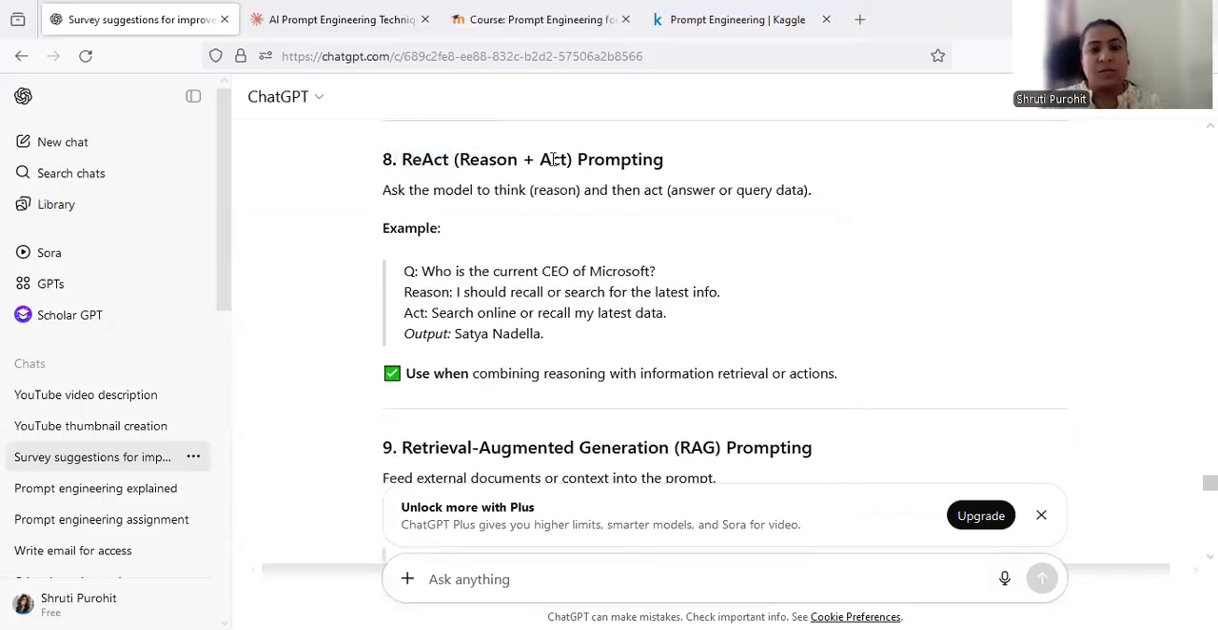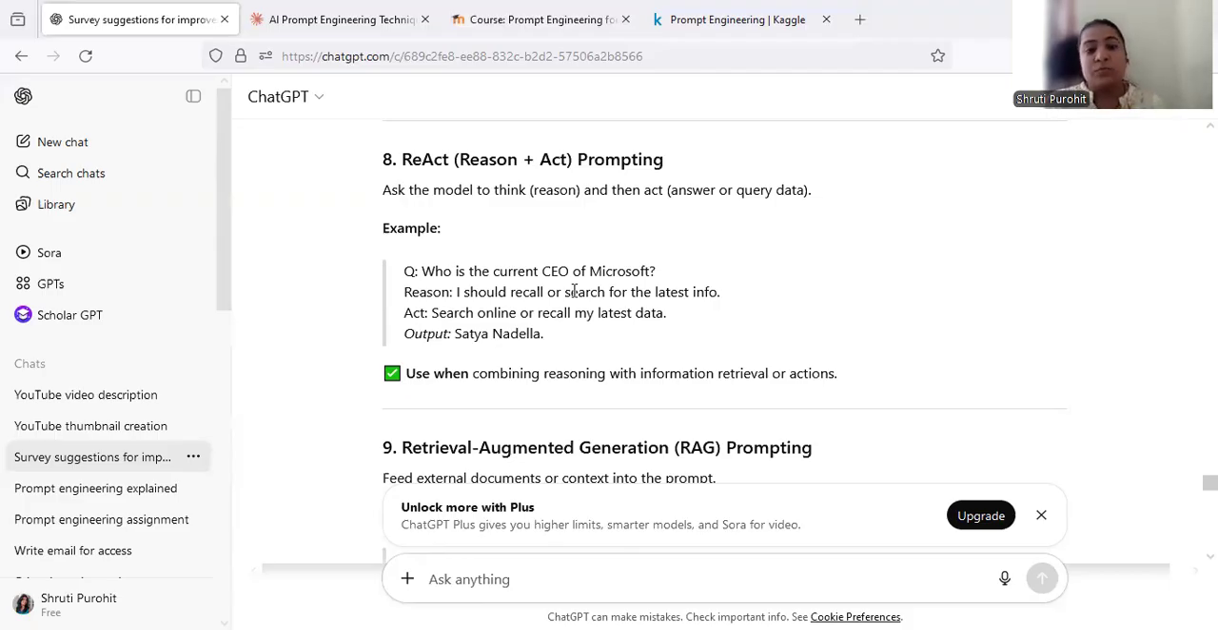Now ReAct, reason and act prompting. This is also a very popular thing. Ask the model to think and act. So basically, you're mentioning that think on it and then provide the response. For example, who is the current CEO of Microsoft? Reason: why we want it, that I should recall or search for the latest info, and act will be to search online and recall the latest data. So output will be this. You are providing the task, you are providing why you are performing the task, and what action you are taking after it.